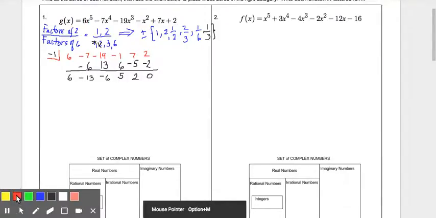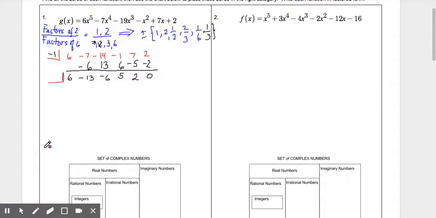Okay, to find the next zero, we are going to try 2, but it won't work. We try -2, and it's not going to work, so we're going to try 1/2, but 1/2 is not going to work. However, -1/2 will work.